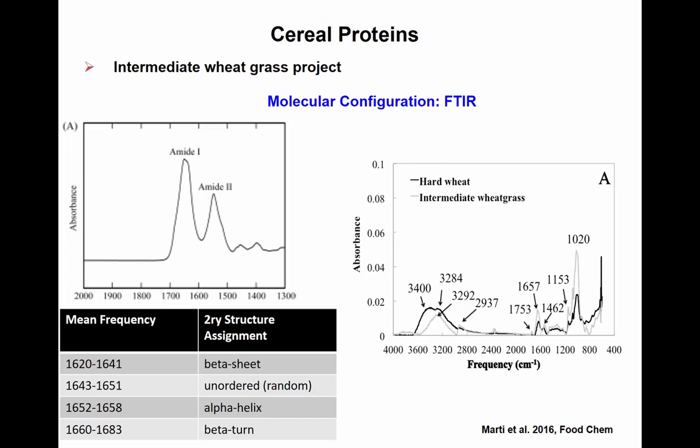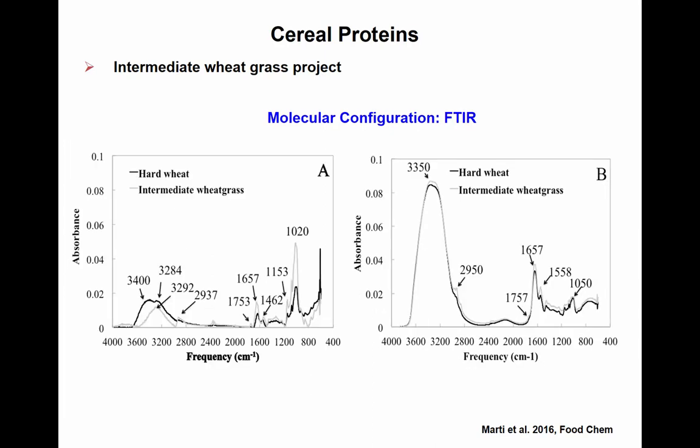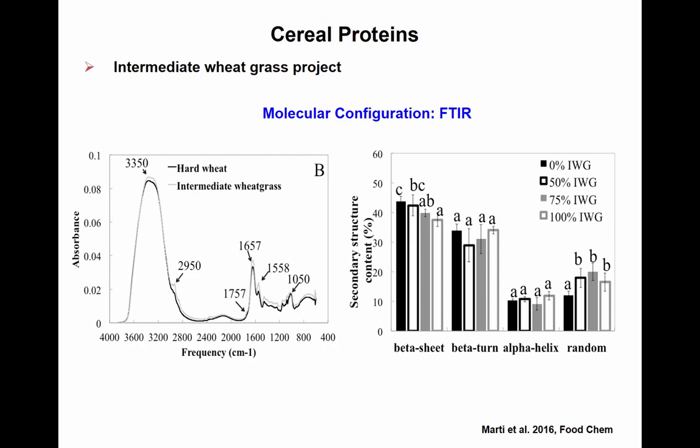And then we ran intermediate wheatgrass and hard red wheat flour, and we looked for differences, and there were many differences. We also looked at it not just in flour, but also as a dough. This large peak here is for water, for the OH groups in water. But anyway, there were differences in the distribution of the secondary structure. So this is work done here.